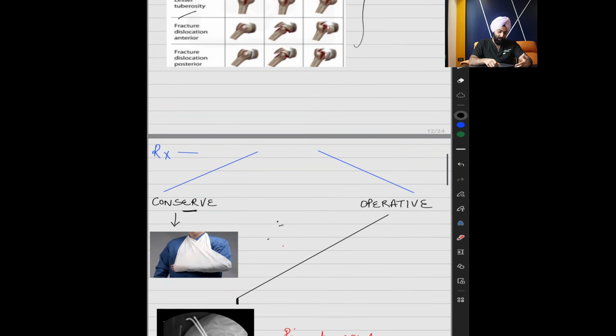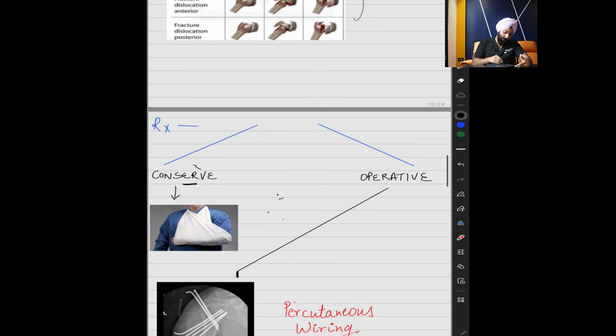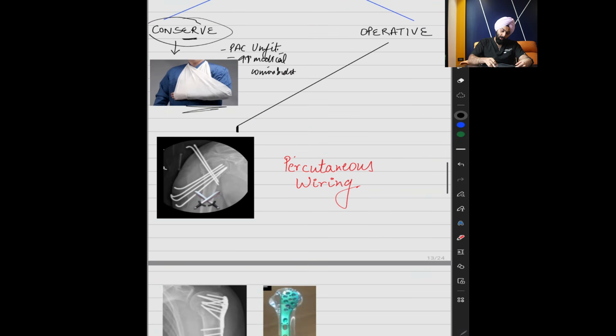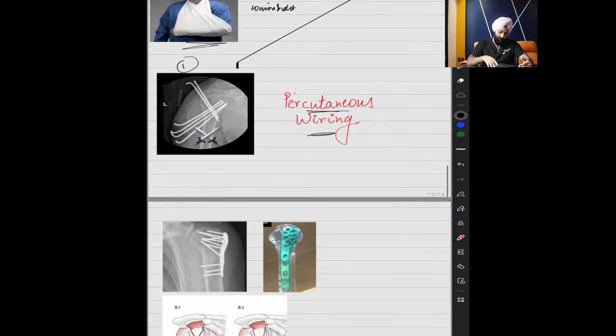So how do you manage it? The treatment protocol remains, we proceed with conservative management, that is with sling, in case of patients those who are PAC unfit or with increased medical comorbidities, जो basically are not fit for surgical procedures. Okay. Operative में we have this percutaneous wiring. The first example is a percutaneous wiring. Mostly we use it in females for stable fractures. इसमें हम transcutaneous, that is a percutaneous, we put in K-wires.